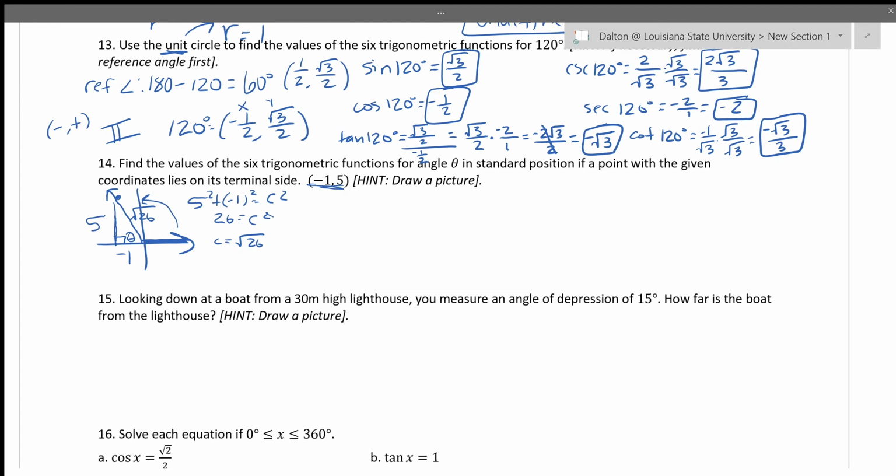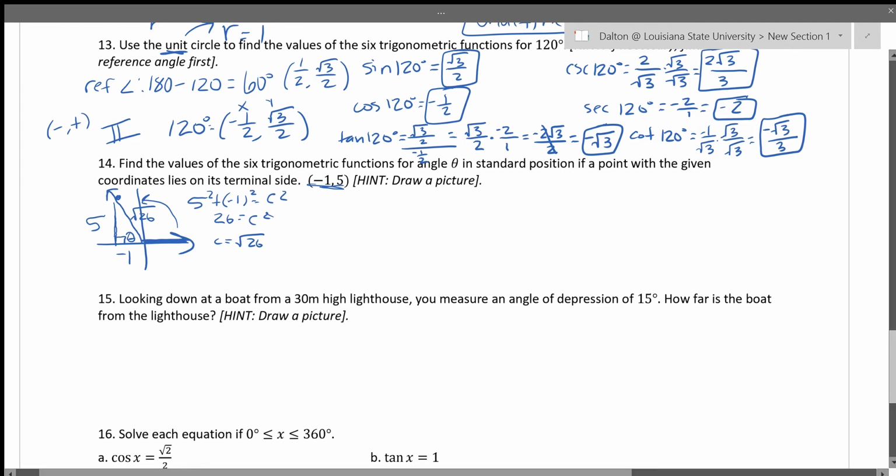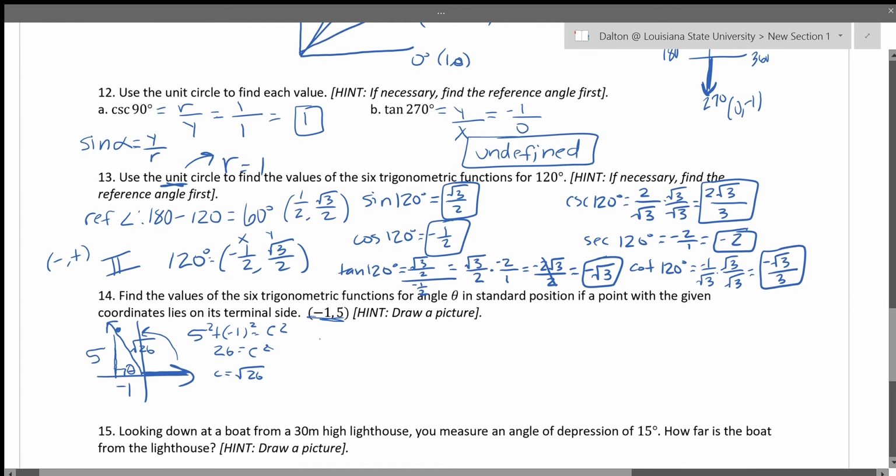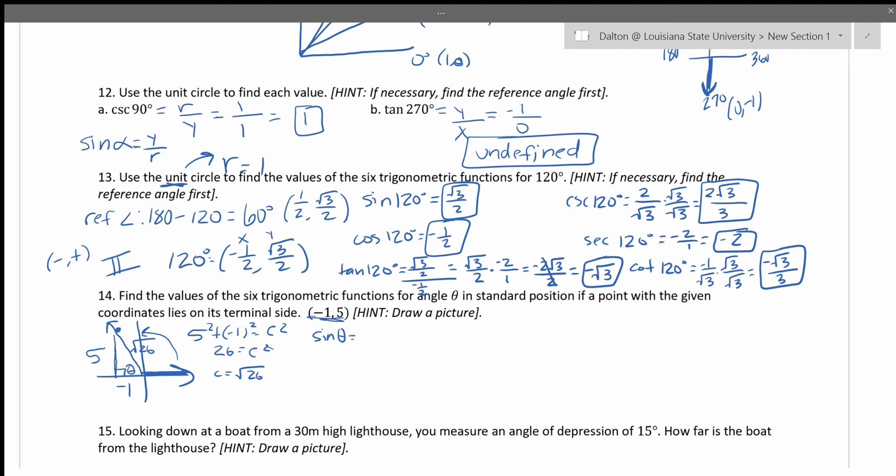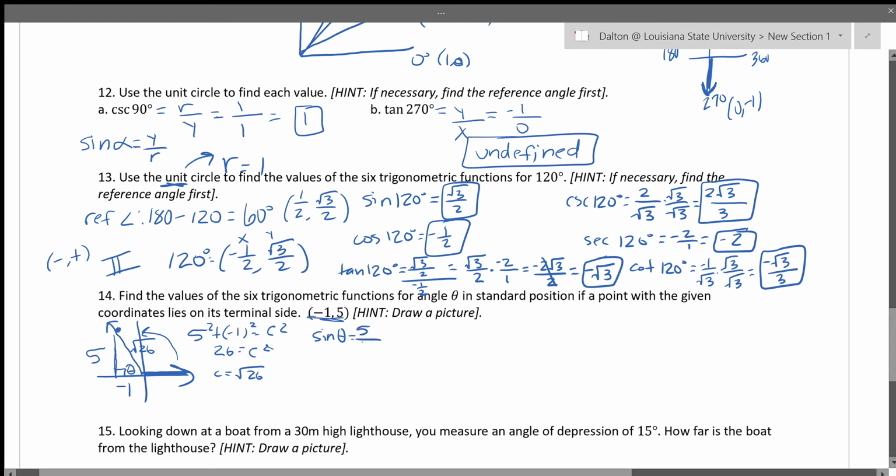So starting off with sine, the sine of theta. You can think about it if you want as y over r, or you can think just with regular SOHCAHTOA, opposite over hypotenuse. They both mean the same thing, it's just kind of your mental preference. Either way, you're going to get 5 over the square root of 26, which we need to rationalize and multiply straight across. So 5 square root of 26 over 26.